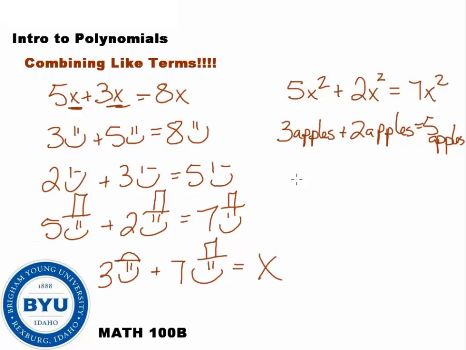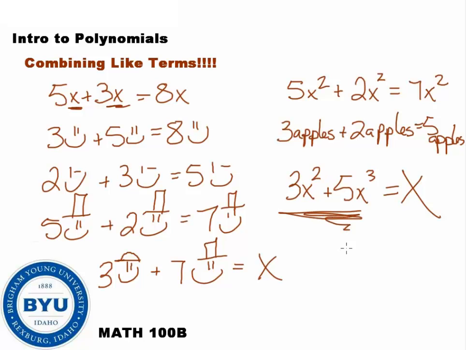Okay, so can I combine 3x squared plus 5x cubed? No! They're wearing different hats. You cannot combine those. So just remember, when we're doing polynomials, when we're combining like terms, you're going to add the things that are exactly alike. And if they're not alike, then you just leave it the way it is. Let's take a look at an example.